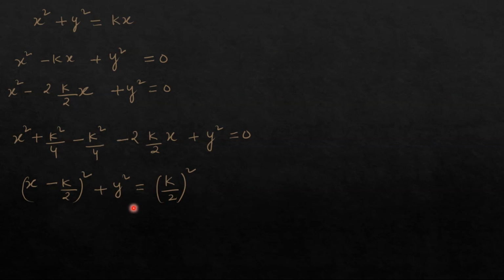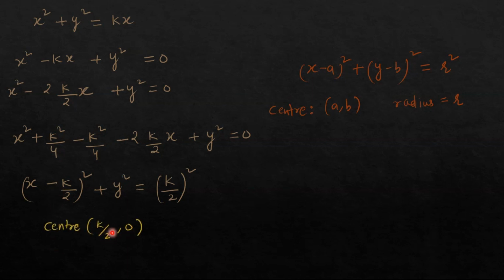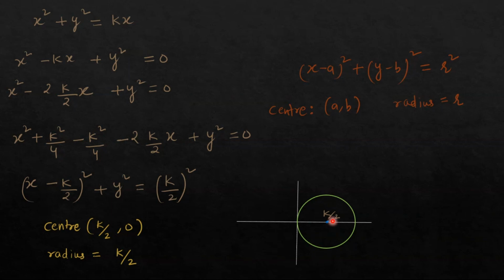You can easily confirm that. How? The standard equation of a circle is like this: (x minus a) whole square plus (y minus b) whole square is equal to r square, where the center is a comma b and the radius is r. Okay. So if you compare with the standard equation, here you will get the center as k by 2 comma 0. The center lies on the x-axis and the radius will be k by 2. So our circle will look like this, with center k by 2 and radius also k by 2. Therefore this circle will pass through the origin.